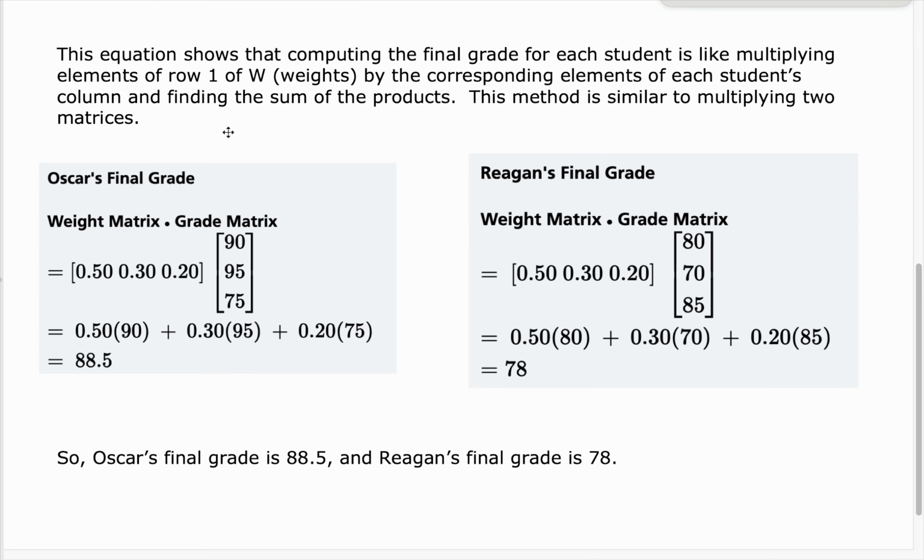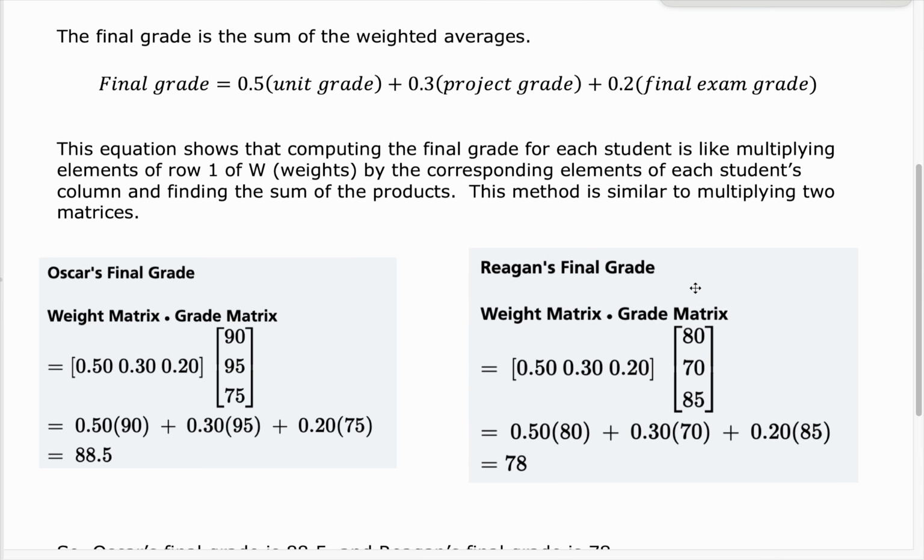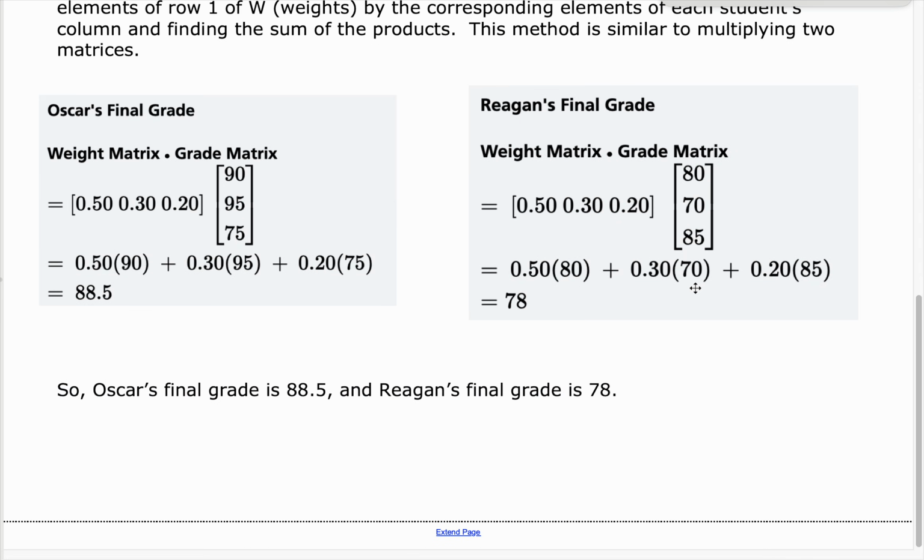So when we go and find Oscar's final grade, we take the weight matrix times the grade matrix. And so exactly what we said we were going to do, 0.5 times 90 plus 0.3 times 95 plus 0.2 times 75 gives us a final grade of 88.5. Reagan's final grade is going to do the same thing. We take the weight matrix times the grade matrix. And Reagan has a final grade of 78. So Oscar's final grade is 88.5 and Reagan's is 78.